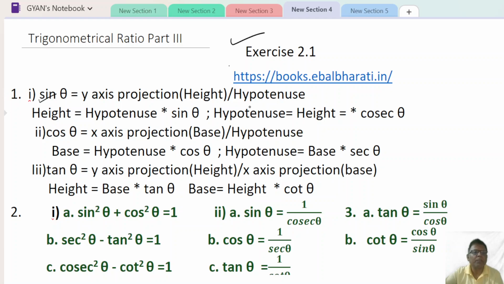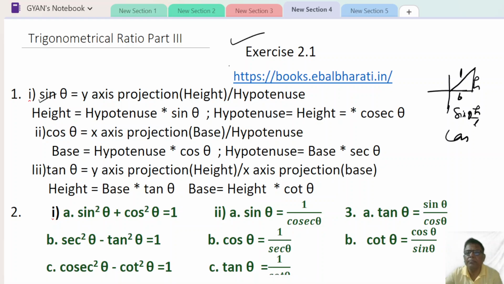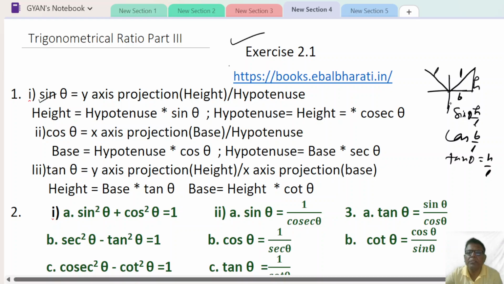So let us see, what is sin theta? Suppose in a circle something is rotating. This is L, the hypotenuse, this is H, this is B. Sin theta, cos theta, and tan theta are ratios of these. Sin theta is H by L, cos theta is B by L, tan theta is H by B.